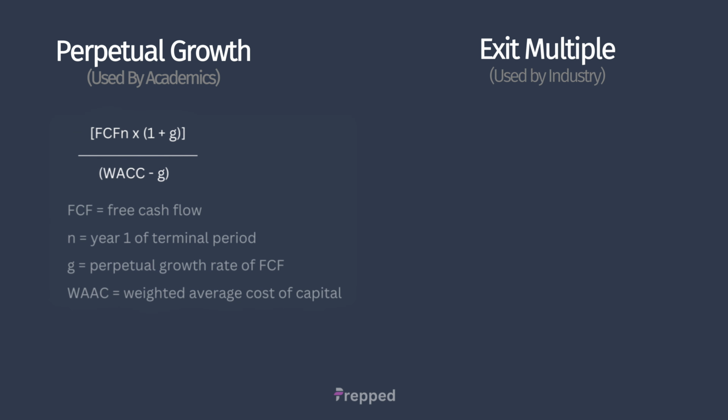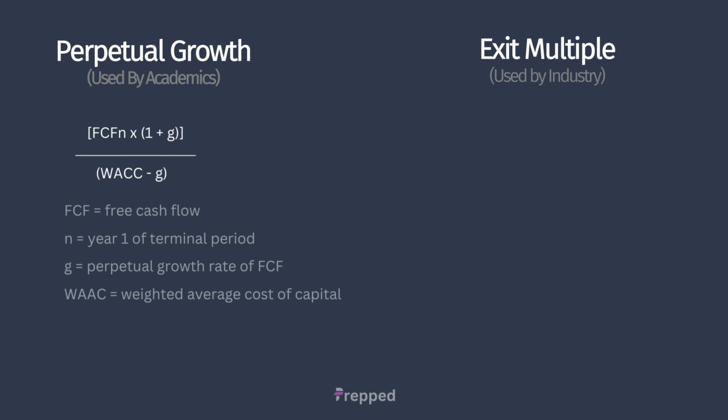So what this formula is here, we've got the free cash flows on the terminal period. We times that by 1 plus the perpetual growth rate of free cash flows.